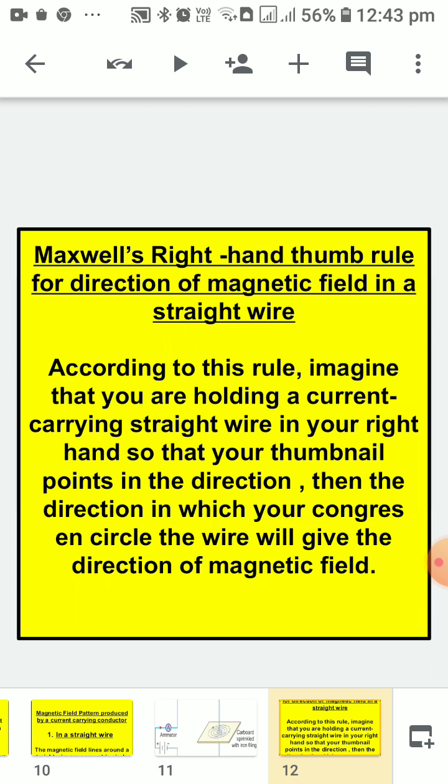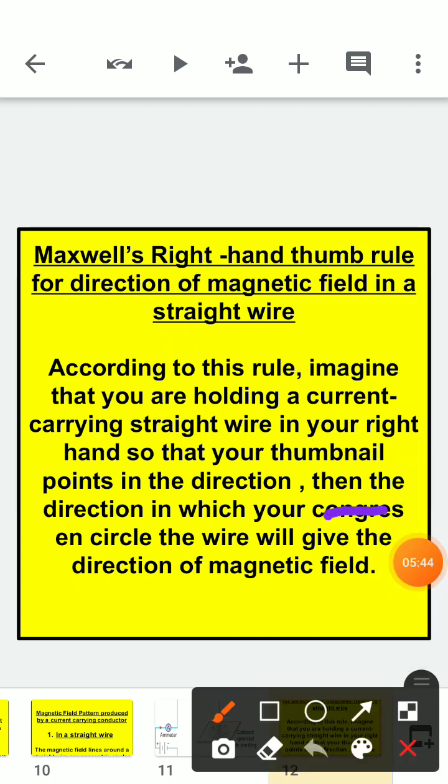Then the direction in which your fingers encircle the wire will give the direction of the magnetic field. Again children, it is concentric circles. I am just reading this line again: the direction in which your fingers encircle the wire will give the direction of magnetic field.